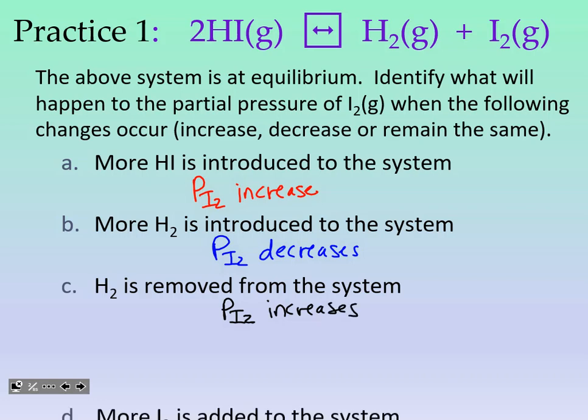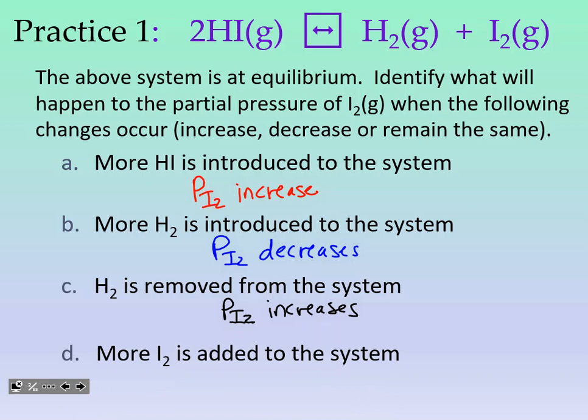And last but not least, think about this one. We're adding more I2 to the system. Would it decrease? Would it increase? Would it remain the same? Interesting. All right. So this is the hard one to think about and really understand.